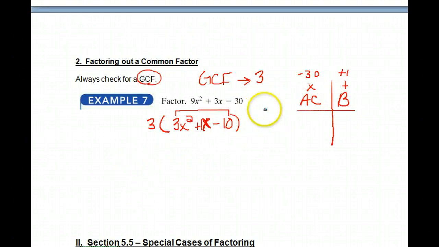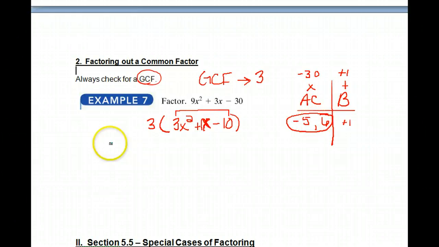Okay, at this point you should have had an opportunity to identify the factors that multiplied to negative 30 but added to positive 1. You should have found that negative 5 and positive 6 add to positive 1 but multiply to negative 30. Those are the factors that we're going to use here. So we're going to bring the 3 on down to the next line, bring down the quadratic term of 3x squared, and our x term needs to split up according to the factors that we identified.